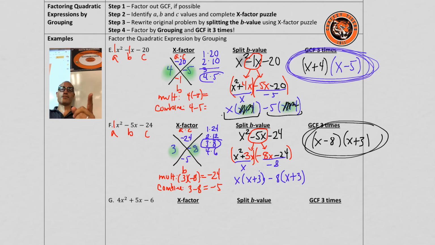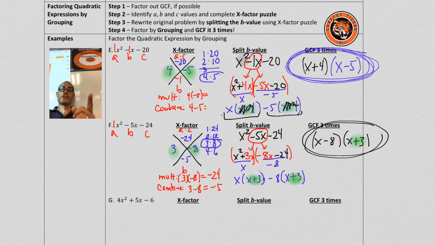At that point, remember the only point for this process is that these two numbers allow me to split my original b value into two terms that are worth the same thing. So 3x minus 8x is still just minus 5x. But now I have my four terms that I can group and GCF 1, 2, and then 3 times. Okay, notice how this is the exact same. So I can pull it as my answer here. And then I get to my factored form.